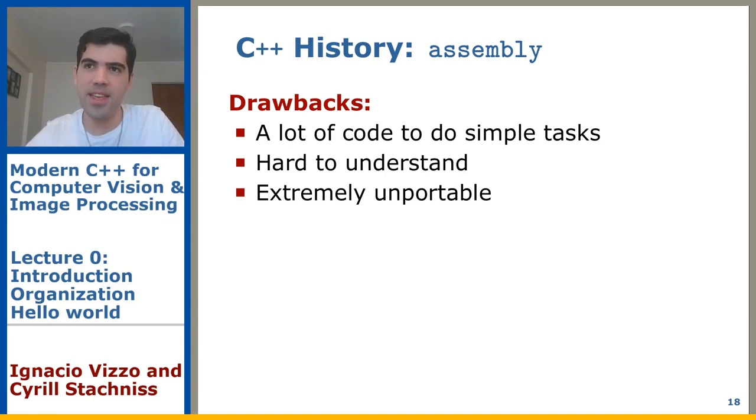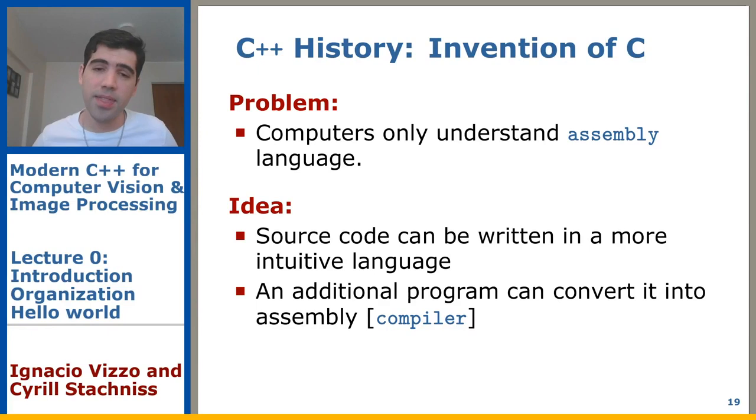And the thing about assembly is that it strictly depends on the processor you are targeting. So the assembly language will be different for an AMD processor than for an Intel processor. This is one of the biggest drawbacks, and that's why people came up with the idea of getting a better language like C.